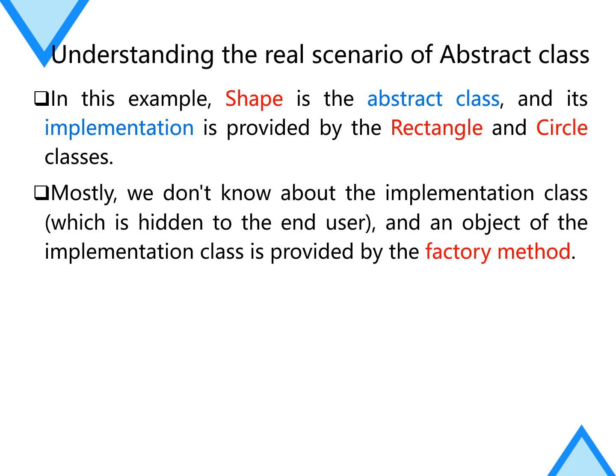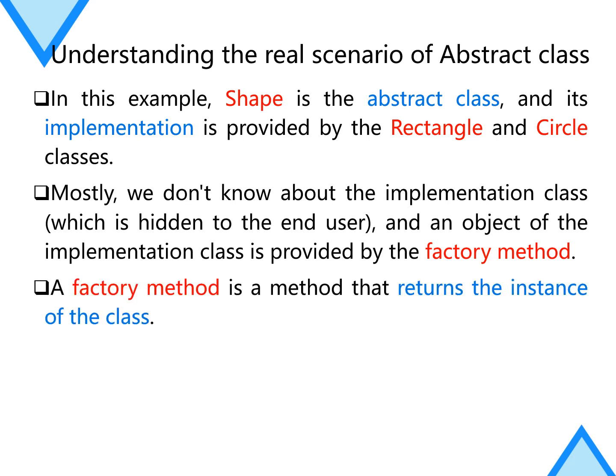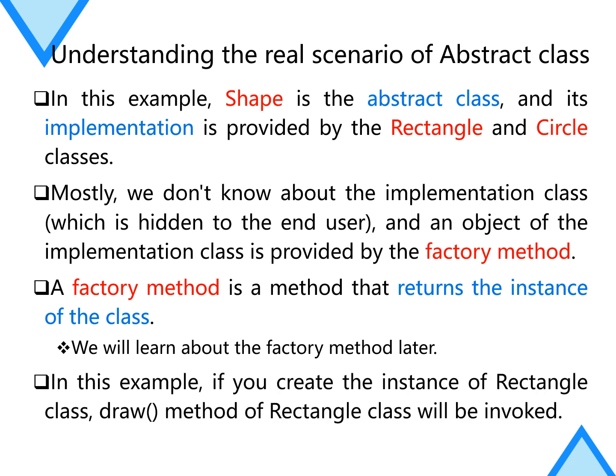Mostly we don't know about the implementation class, which is hidden from the end user, and an object of the implementation class is provided by the factory method. Through the factory method, we have a lot of design methods in object oriented design. One of them is the factory method. A factory method is a method that returns the instance of a class. We will learn about the factory method later.